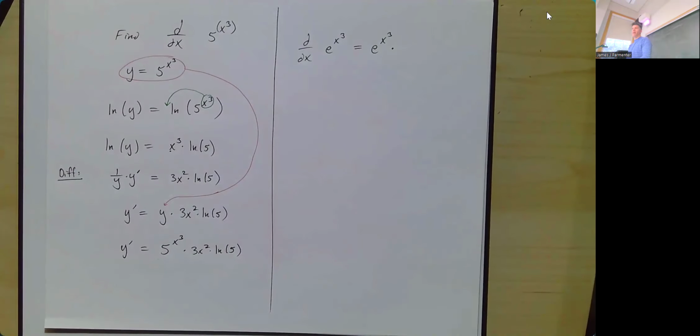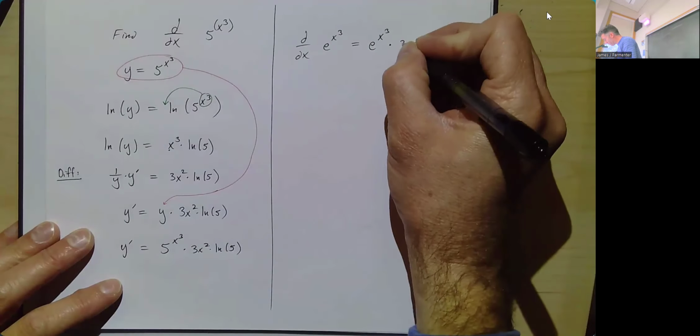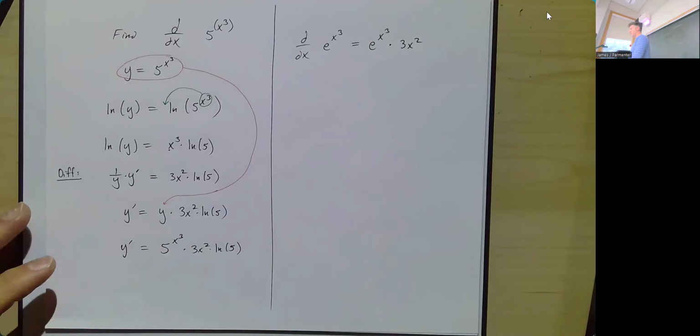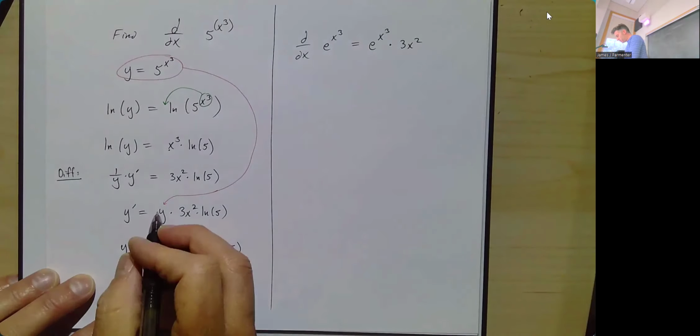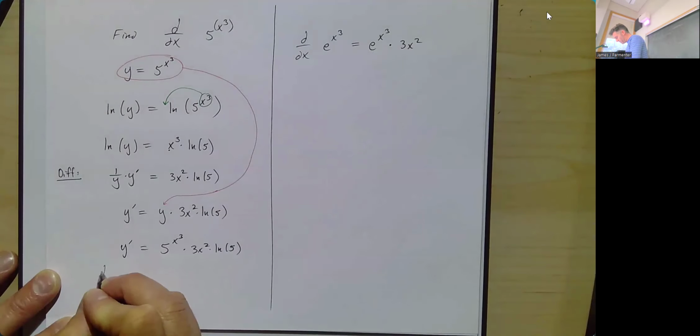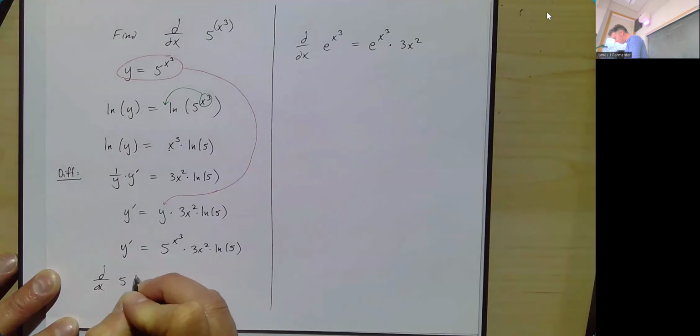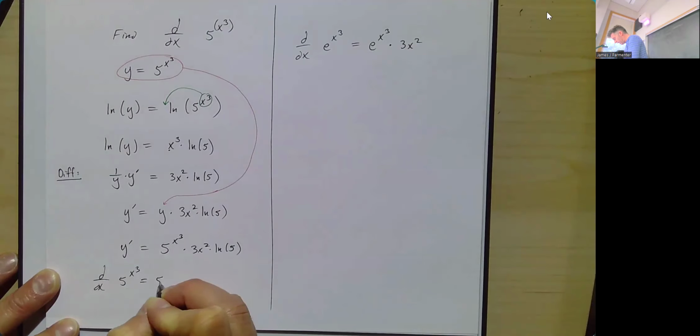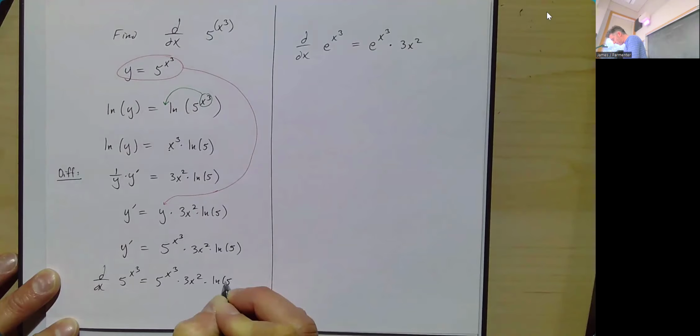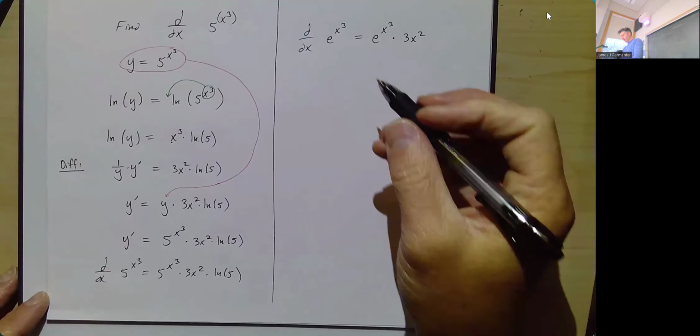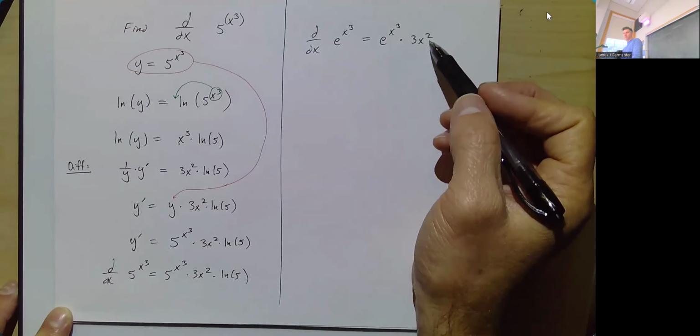Right, the derivative. When it's stuff, what do we multiply by? It's always going to be the derivative of the stuff. In this case, 3x squared. Now notice the similarities. Let me write this over here. The derivative of 5 to the x cubed is 5 to the x cubed times 3x squared times the natural log of 5. The derivative of e to the x cubed is e to the x cubed times 3x squared.